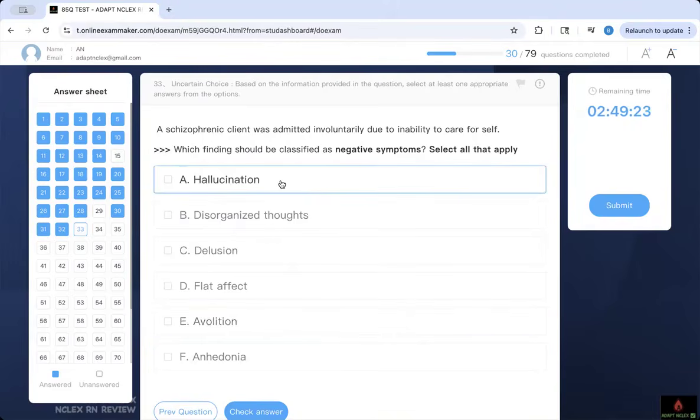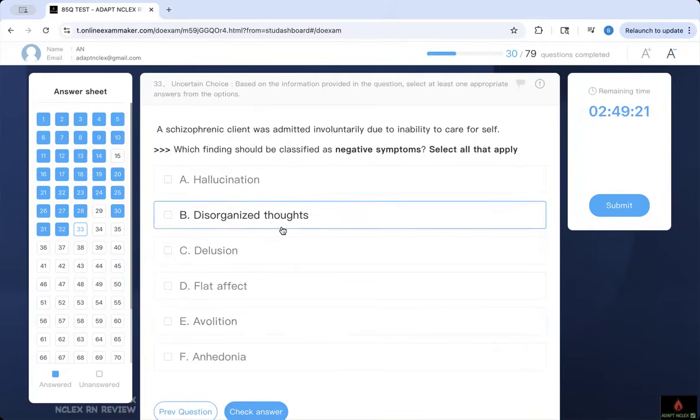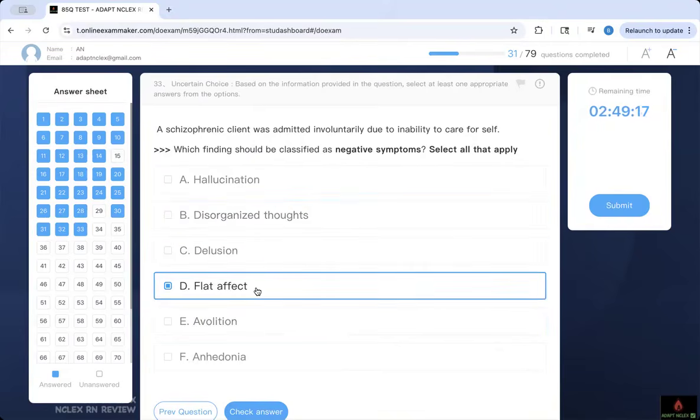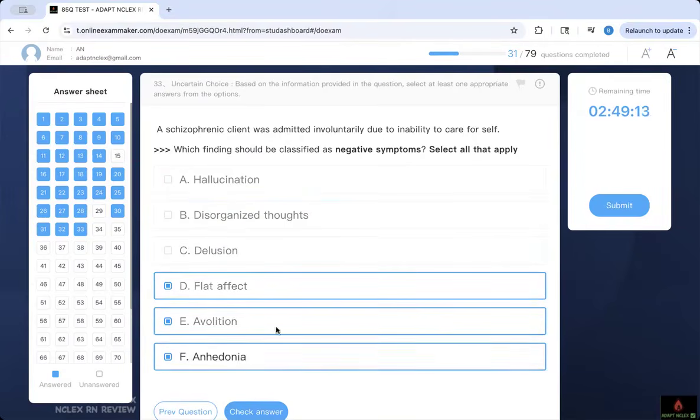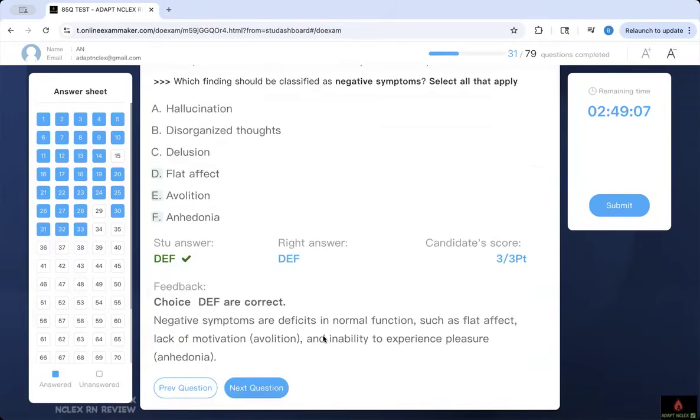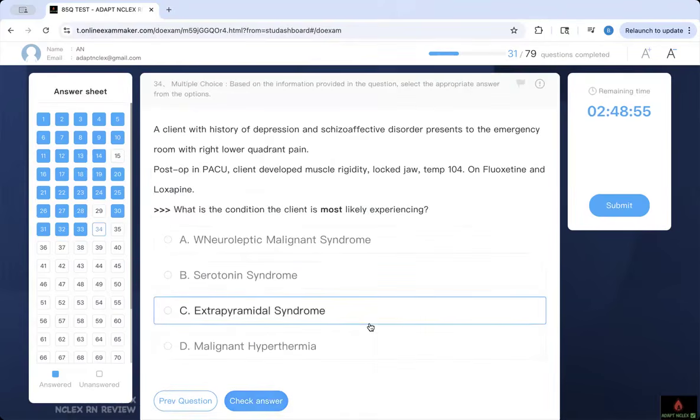Hallucination, I'm up. Disorganized thought, I'm up. Delusion, I'm up. Flat affect, I'm down. Depressed mood, I'm down. And anhedonia, I'm down. You see what I did? Don't forget about it. These are negative symptoms you can use to answer the question. You can take a picture of it, snapshot it. This is Adapt NCLEX Q Bank talking about positive and negative symptoms.